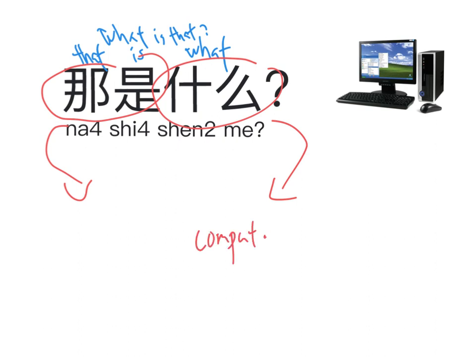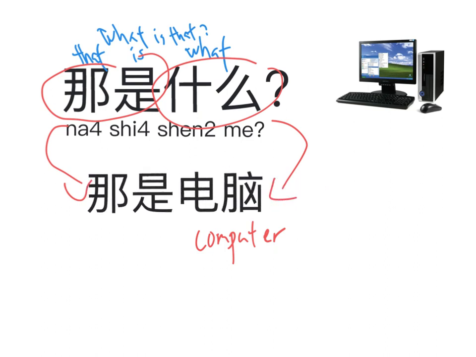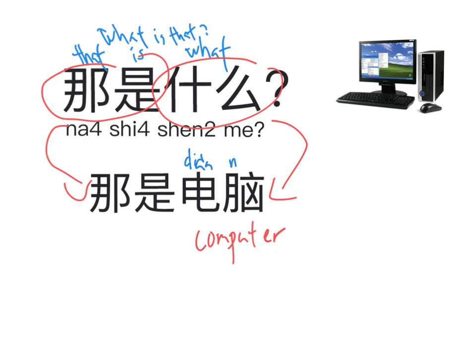So how are we going to answer? Okay, so the answer will look like this. 那是电脑. 那是电脑, where 电脑 is the Chinese word for computer. Again, it is also found in the HSK1 vocabulary. So 那是什么? What is that? The answer, 那是电脑. That is a computer. Very easy.